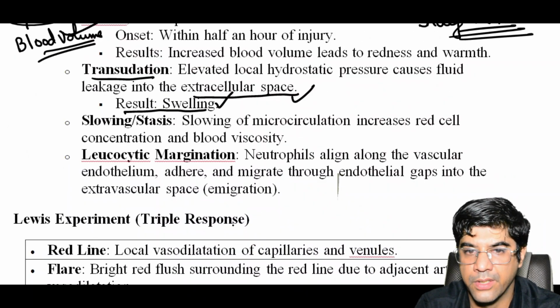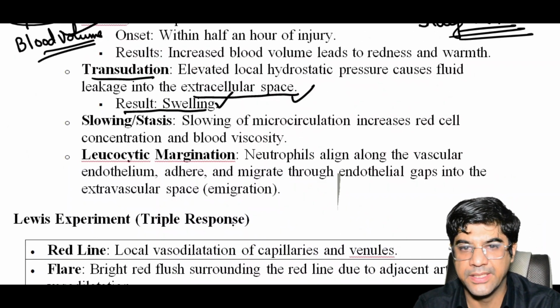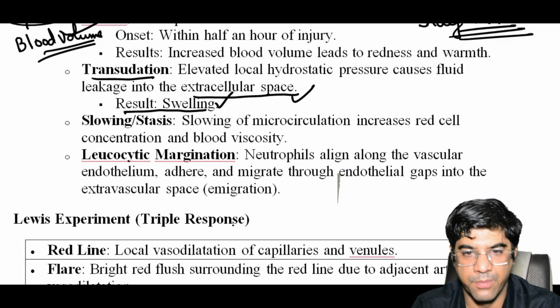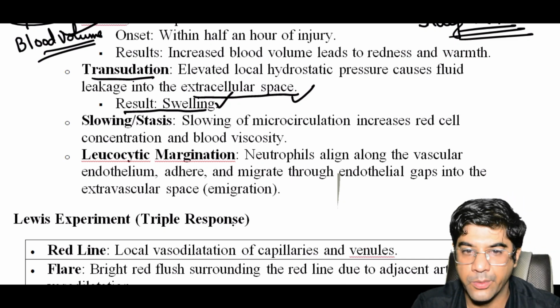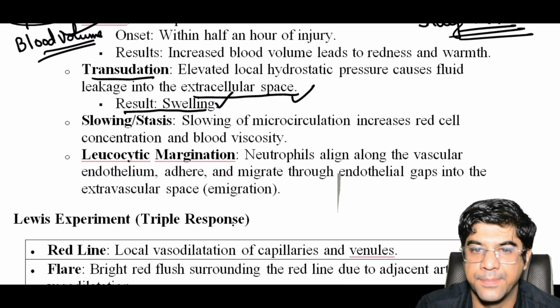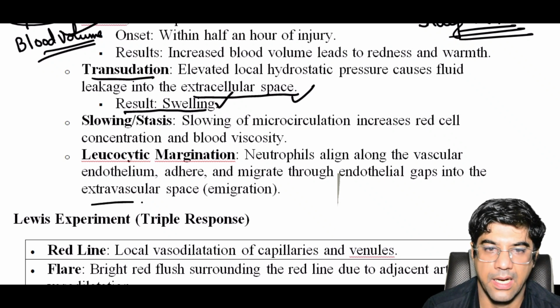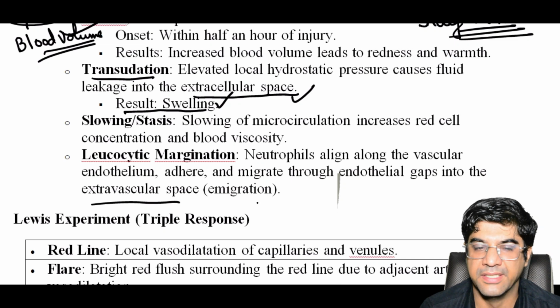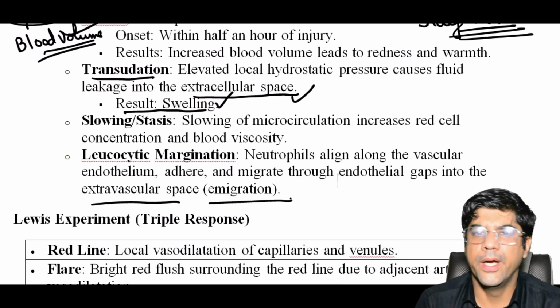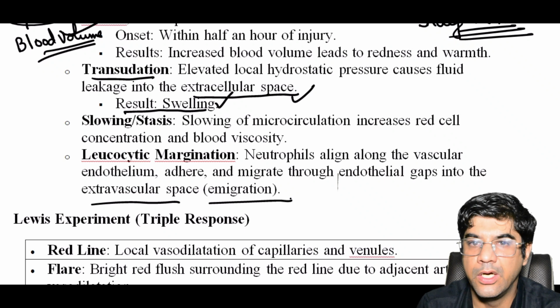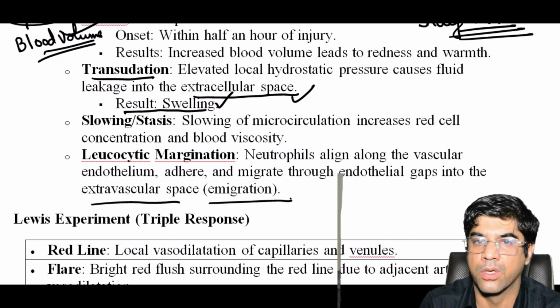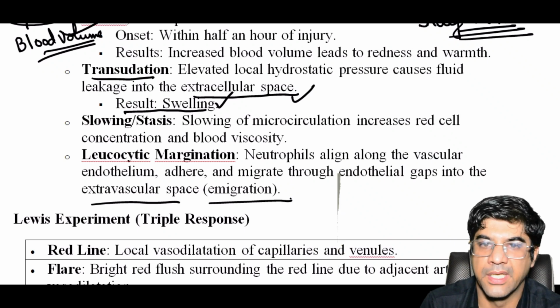The next step is neutrophil leukocytic margination. We know neutrophils are a type of WBC. They line up along the vascular endothelium, stick to it, and migrate through the gaps in the endothelium into the extravascular spaces. This process is known as emigration. Now, why do you think neutrophils move out of the blood vessel? They move to the site of injury to help fight off any germs or harmful substances that might be there.